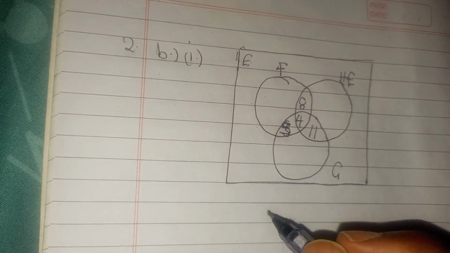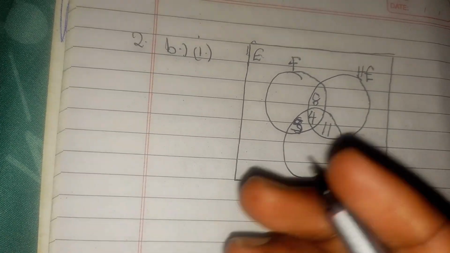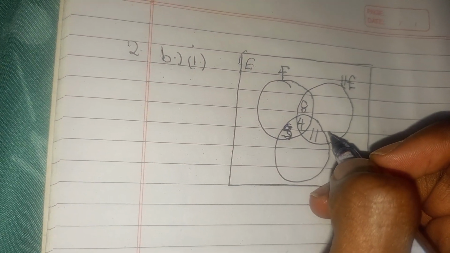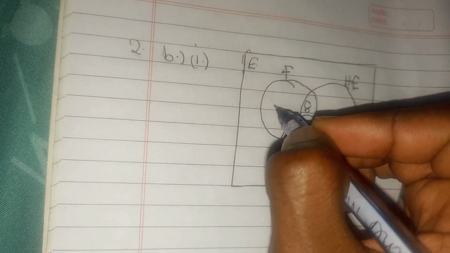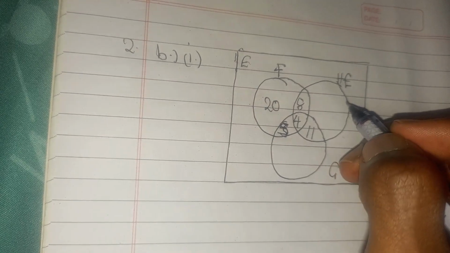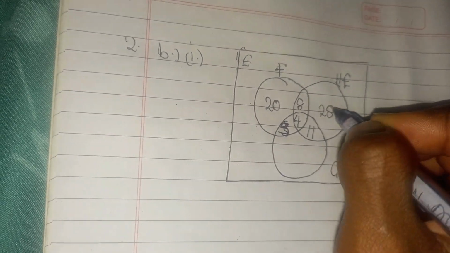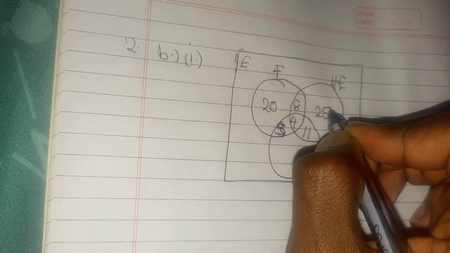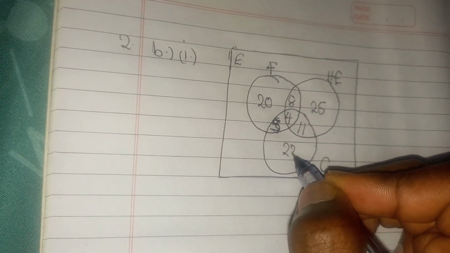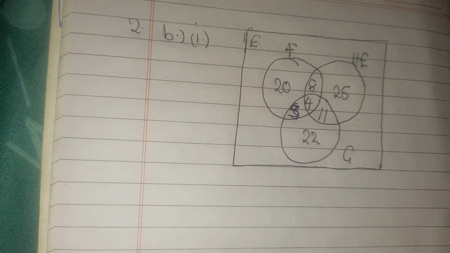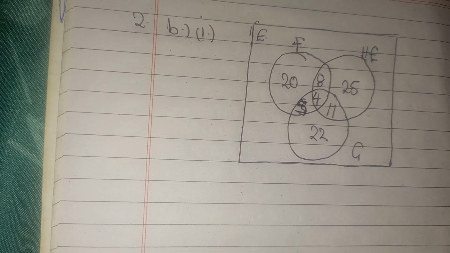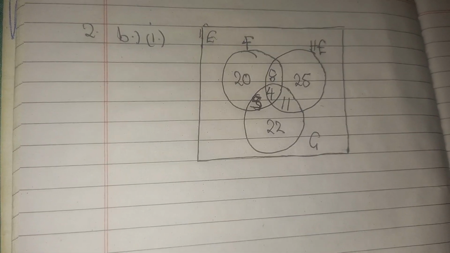And then we go to those who take the subjects only. So we've been given that 20 learners take French only. So you are going to have 20. 25 learners take home economics only. 25. And then 22 learners take geography only. 22 learners. There we go. So we have all our information in the given set. So we have illustrated the information.